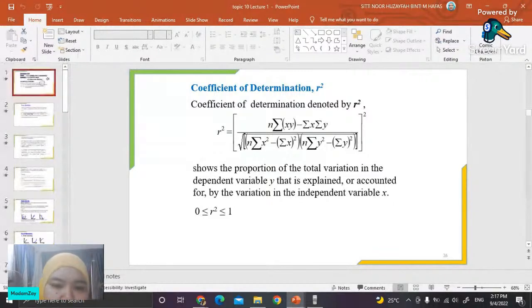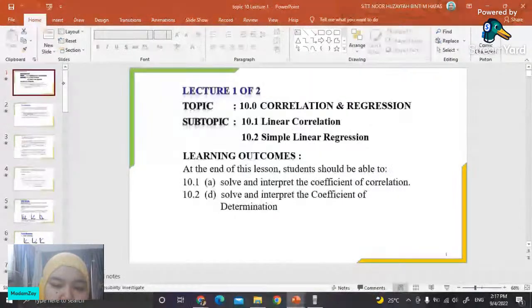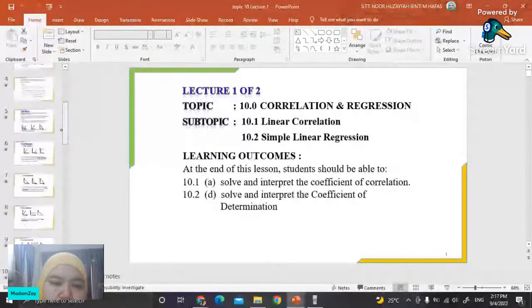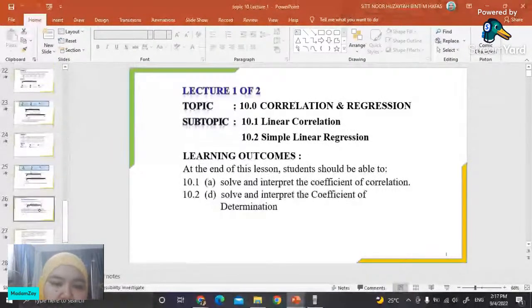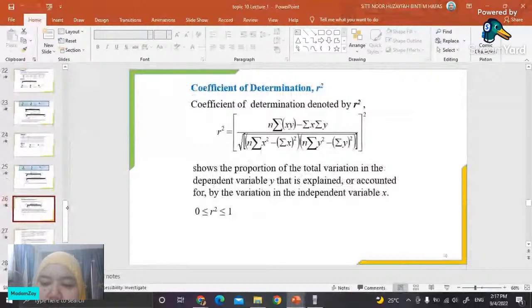Okay, so if we follow the learning outcomes, it should be 10.1A. We solved it last time, and then this is 10.2D. Solve and interpret the coefficient of determination. So to find the coefficient of determination, we have to know how to interpret it. Okay, so what is the coefficient of determination?